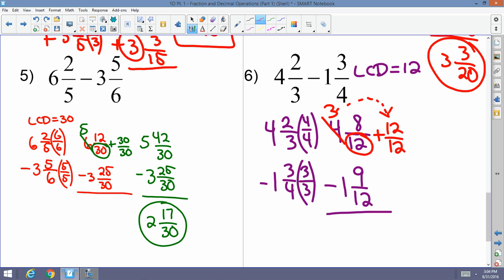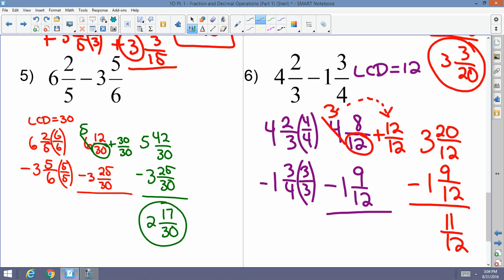So now I can have 3 and 20/12 minus 1 and 9/12, which gives me 20/12 minus 9/12 is 11/12, and 3 minus 1 is 2. Bada bing, bada boom. And there it is.